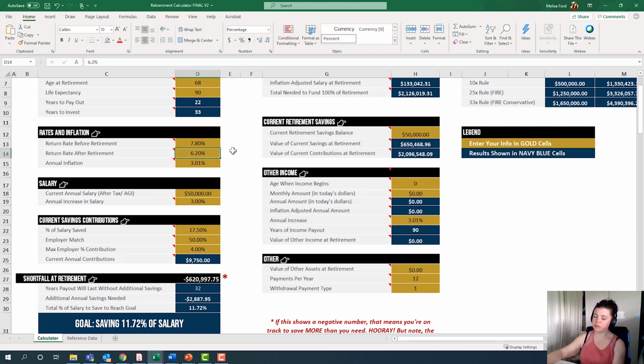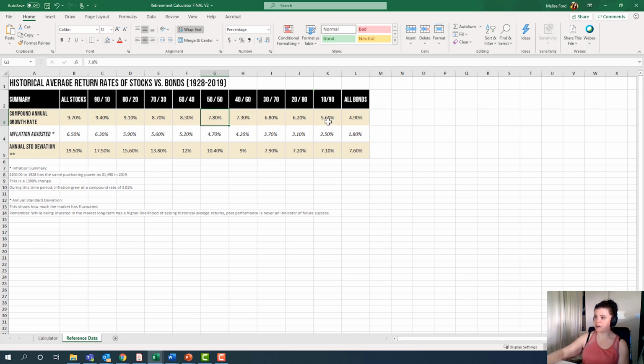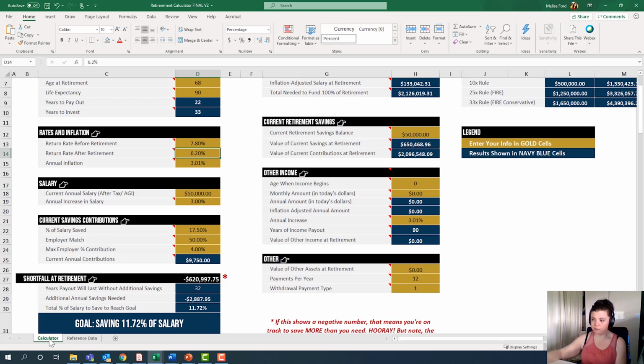Then you have an option here as well to put in the return rate that you expect after retirement. Most times, people tend to make their portfolios more conservative after they retire to retain that money and not worry about building it and also not risk losing it quite as much. So here I've decided to use 6.2%, which, if you look back on our historical average return rates sheet, means that I'm using a 20-80 portfolio distribution, so 20% in stocks and 80% in bonds. And again, that's going to vary based on who you are and what you like to do.